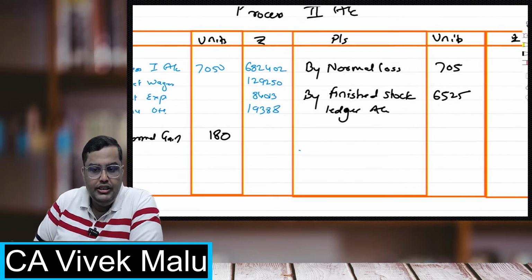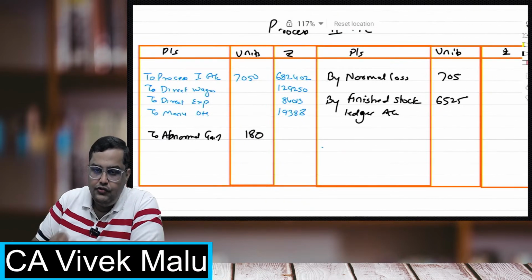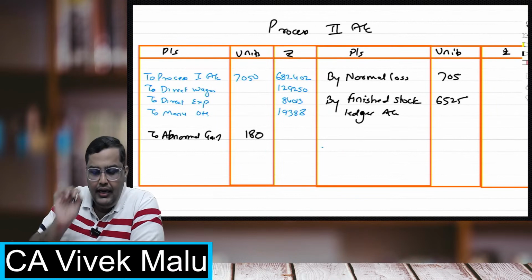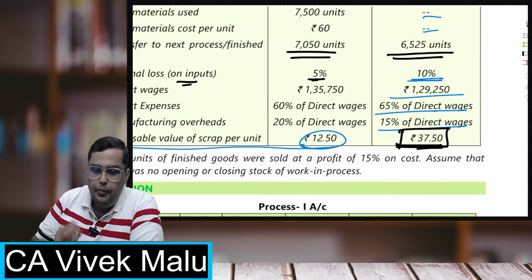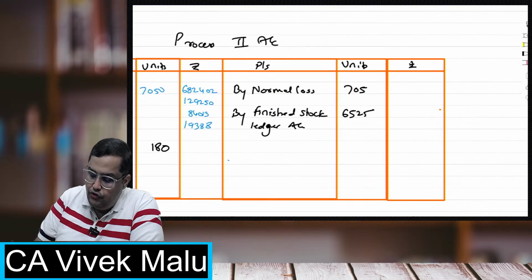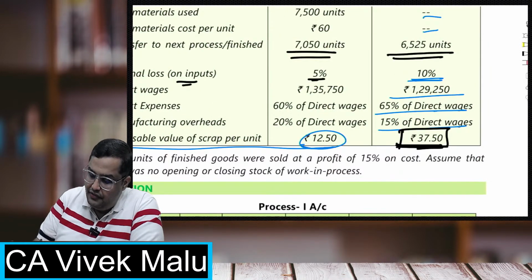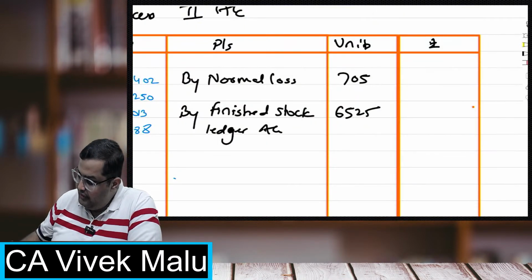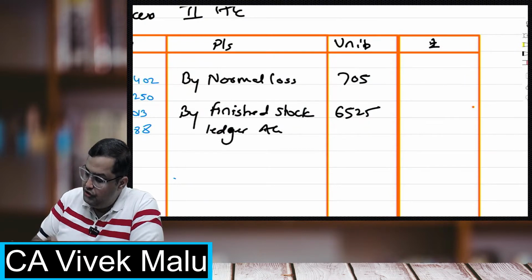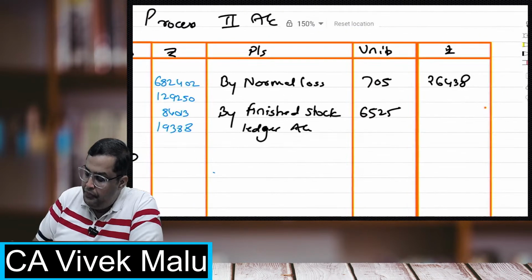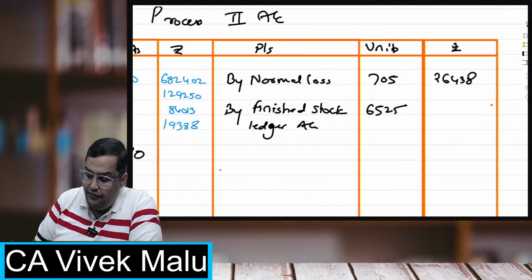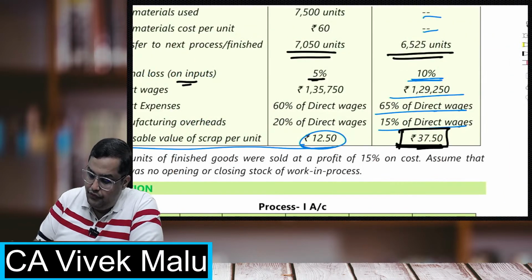Now, after writing the quantities, I must always know normal losses are measured at their NRVs. So what is the NRV? NRV is 37.50 per unit. That is the realizable value of scrap. How much was the normal loss? 705 into 37.5 is 26,437.5. I'll write 26,438, rounding upward.